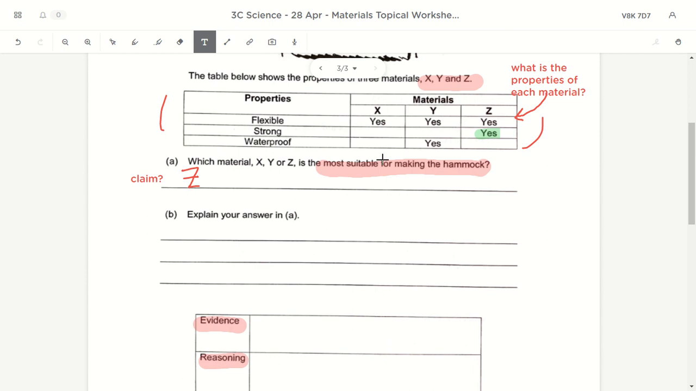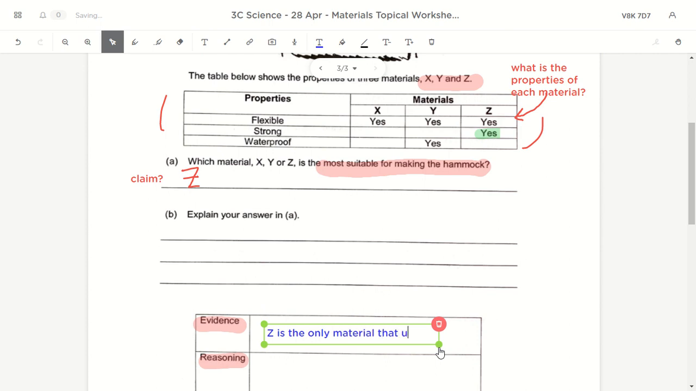So the claim here is that it's Z, because Z is the only material that is strong. So the evidence here is that Z is the only material here that is strong. X is not strong, Y is not strong. It is actually weak. So if the person rests on it, it will probably tear.